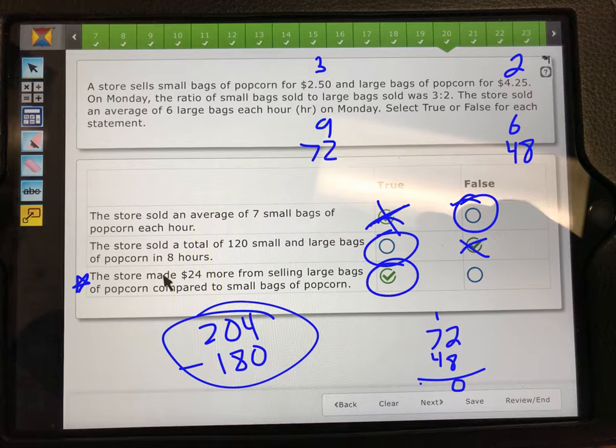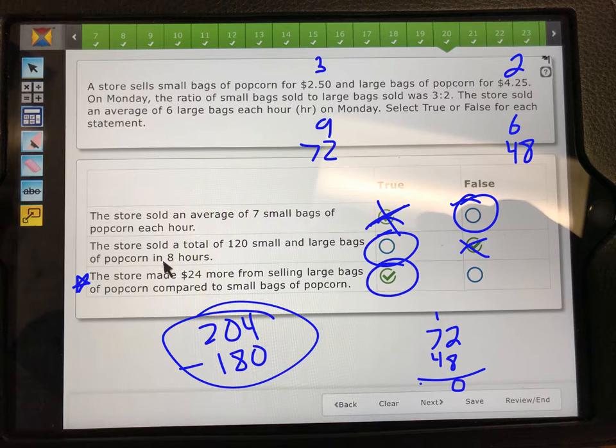It said the store made $24 more from selling large bags than small bags. Now, if I assume they were only open 8 hours, which nowhere in the problem does it say that the entire day was only 8 hours.